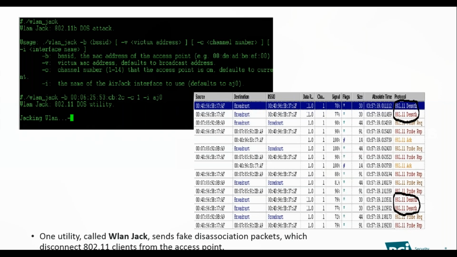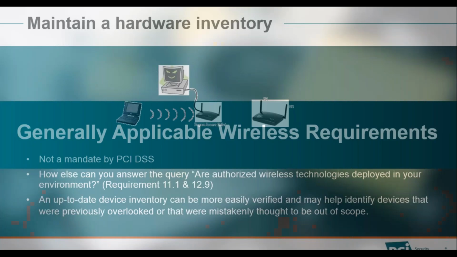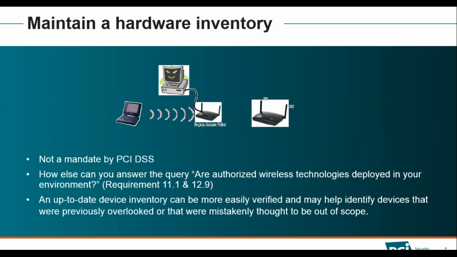What could be the generally applicable wireless requirements for you? First and foremost, maintain a hardware inventory. Now, of course, I know, as I have written over here, it's not a mandate by PCI DSS to have an inventory of your wireless networks.